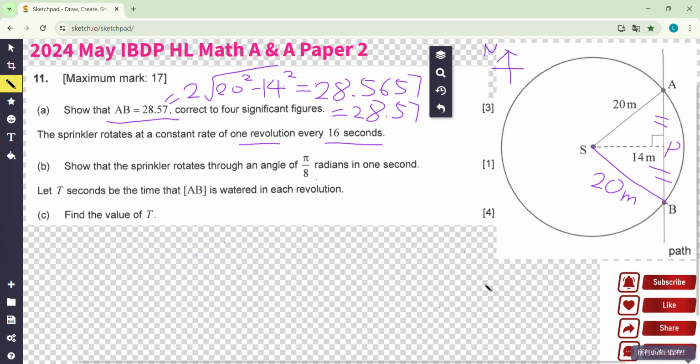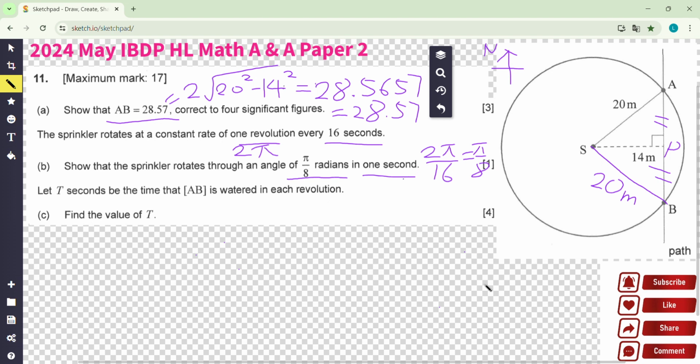Okay, next one. The sprinkler rotates at a constant speed of 1 revolution per 16 seconds. Show that the sprinkler rotates through an angle of 5.8 radian in 1 second. So it is an angular speed, right? Remember, 1 revolution is 2 pi. Angle over time is the angular speed. So the angular speed is 2 pi over 16. Sorry, I really can't find another intermediate step. This is my intermediate step. Then it's 5.8 radian per second.